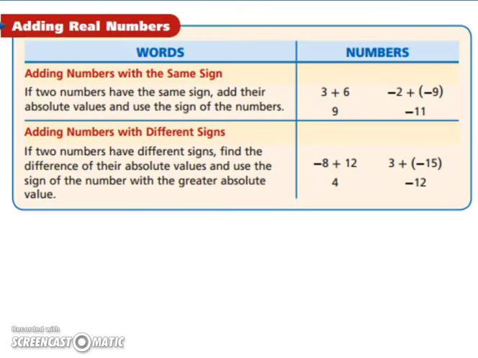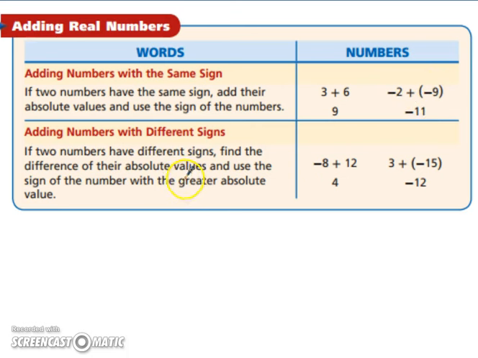When adding numbers with the same sign, if two numbers have the same sign, add their absolute values and use the sign of those numbers. So for example, if you have 3 plus 6, 3 and 6 make 9, keep the symbol that's the same. They're both positive, so it's going to be a positive. When you're adding two negatives, add 2 and 9, which gives you 11, and they're both negative, so keep that minus sign.